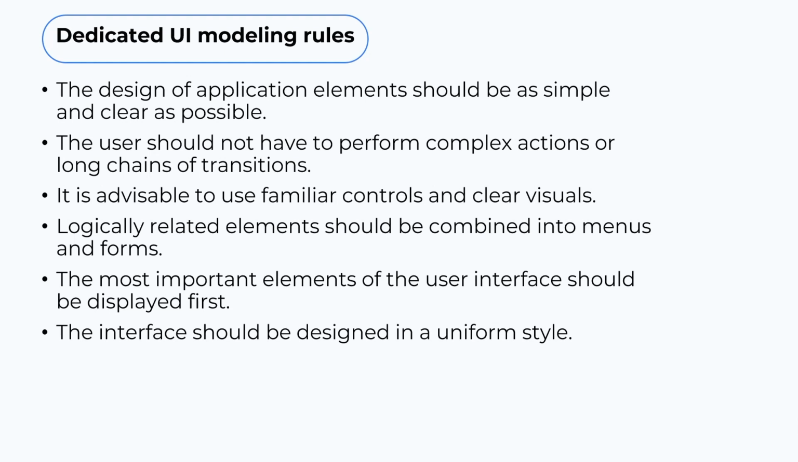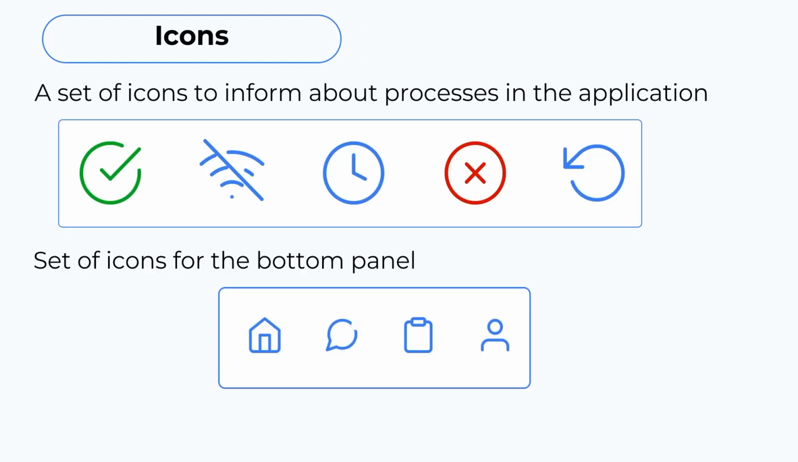After creating wireframes, we dedicated some UI modeling rules, like the design of application elements should be as simple and clear as possible, or logically related elements should be combined into menus and forms. Also, we have chosen the icons. Icons were chosen to emphasize semantically, without captions, the meaning of statuses and buttons. Some are colored in different colors because this additionally gives the user an understanding of the meaning of the icon.